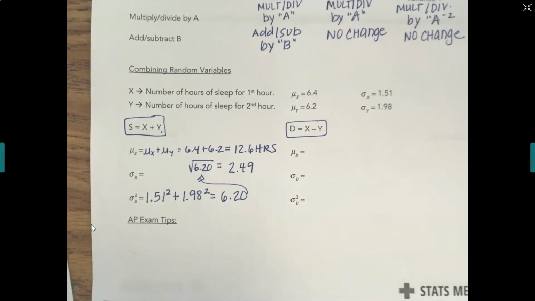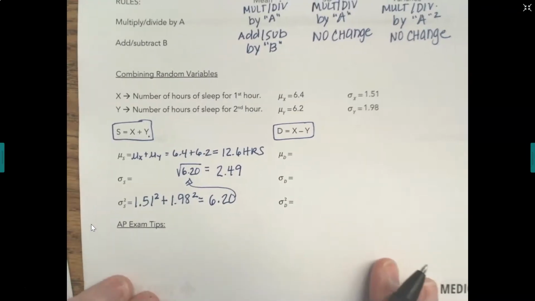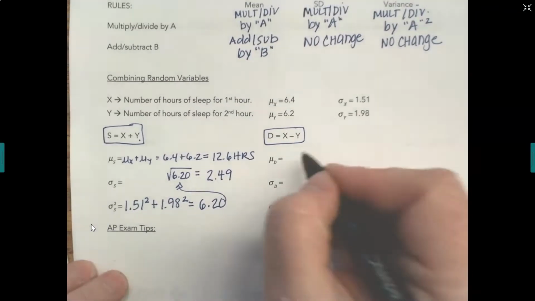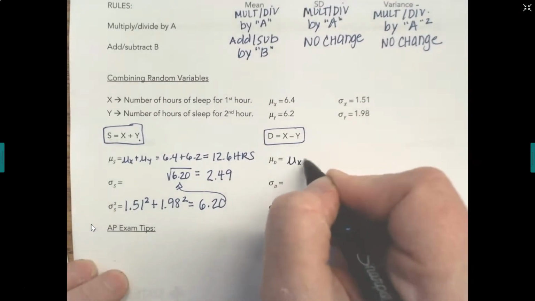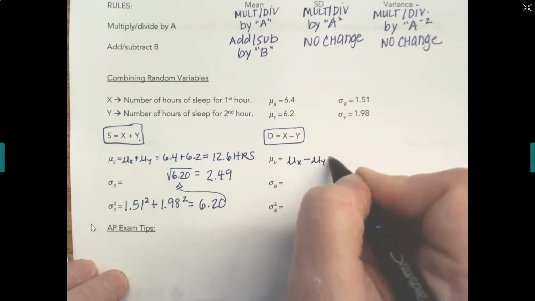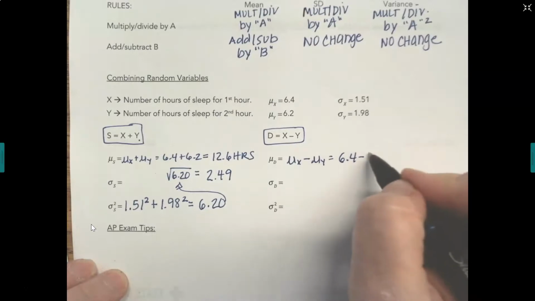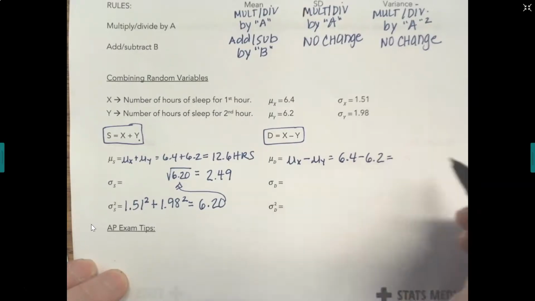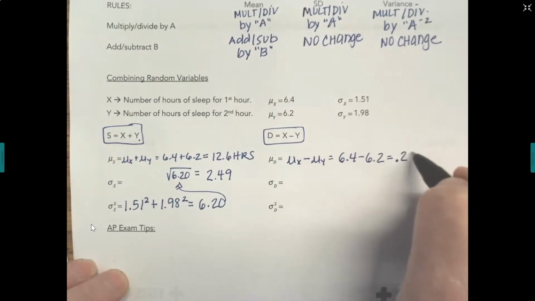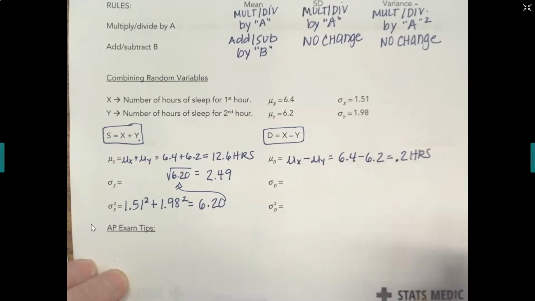What if I'm subtracting the two distributions? So the mean works in a similar manner. The mean of x minus the mean of y will just be 6.4 minus 6.2, so they have a difference of 0.2 hours.